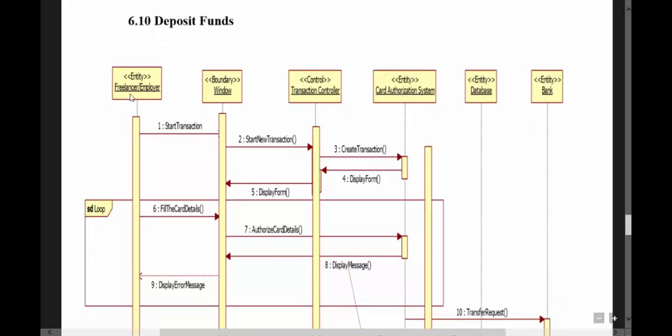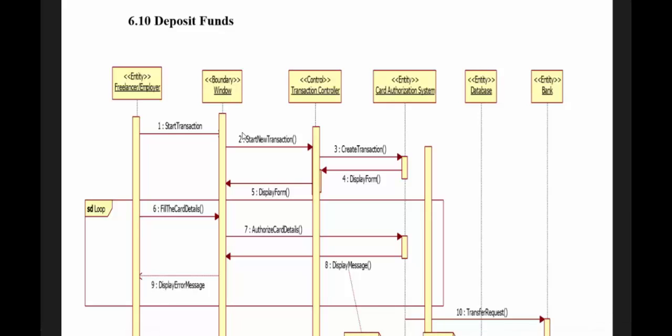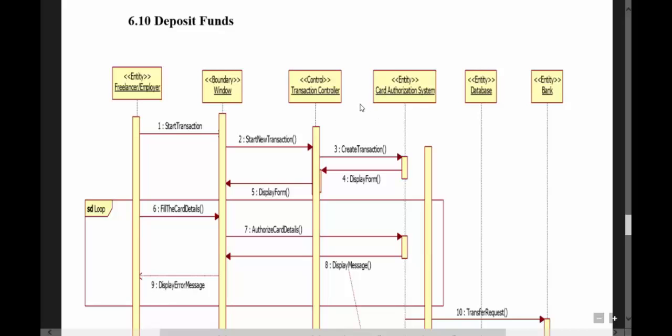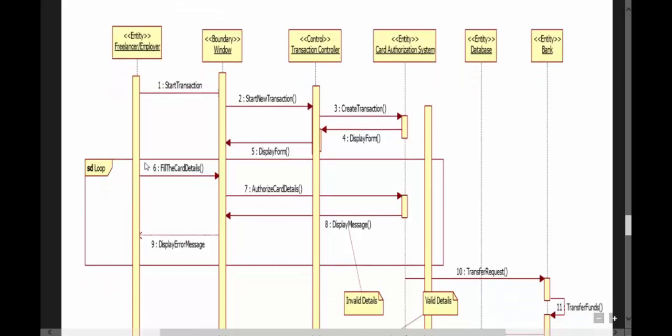First of all, the freelancer or the employer will request to start the transaction. Window will request the controller to start a new transaction as new funds are to be deposited into the bank. The controller will in turn request the card authorization system, which is an external entity or a third party system, to create a new transaction, and the card authentication system will in turn display a form to the user. The user or the freelancer and the employer will be required to fill in the card details.